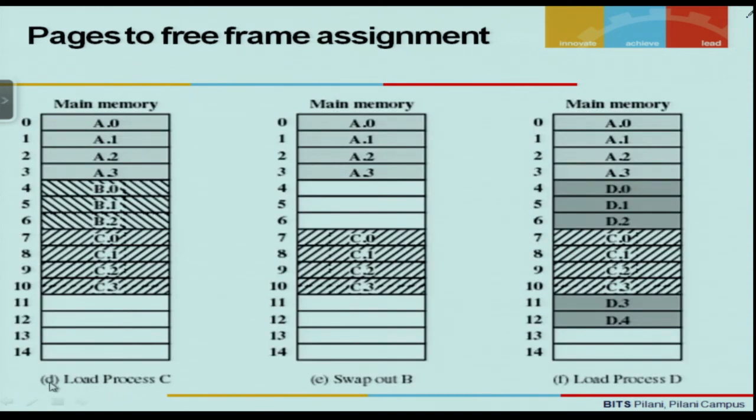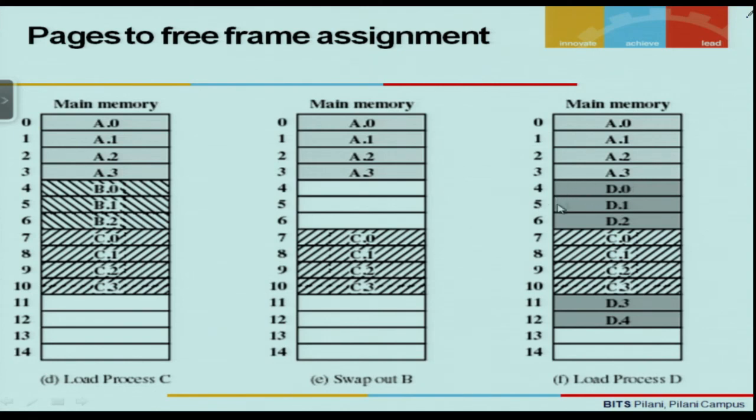Again, the next process, process C, comes in, and it requires 4 frames that get loaded. Now, after this, let us say that process B gets swapped out. Swapping out means that process B is taken out of memory and put onto the hard disk for some reason. So, if process B gets swapped out, we find that some memory becomes free here and here.